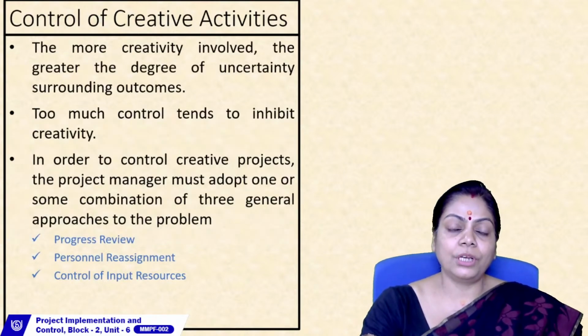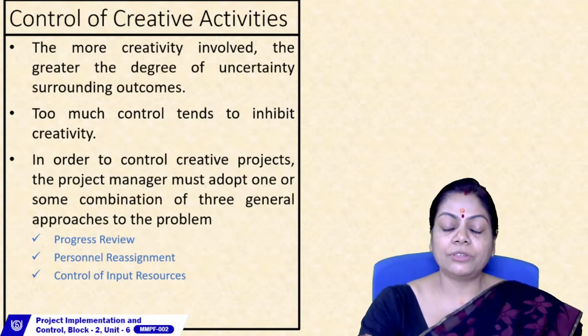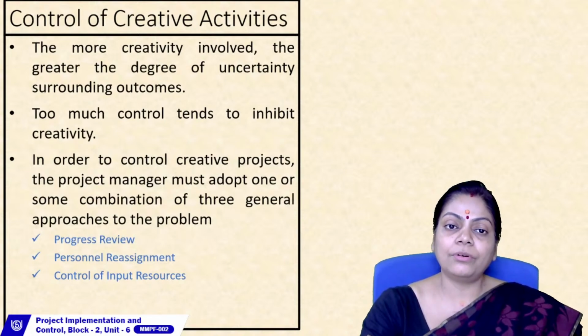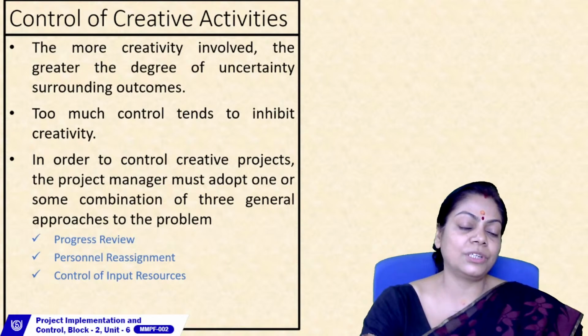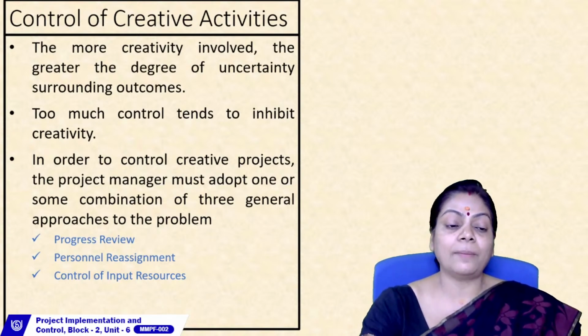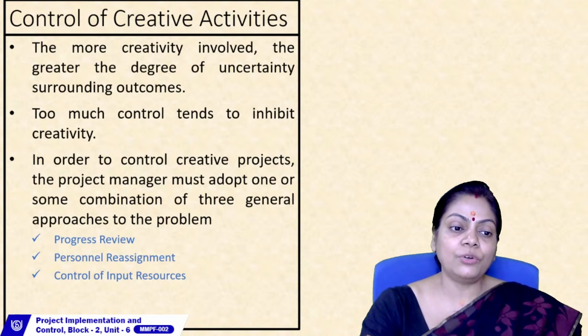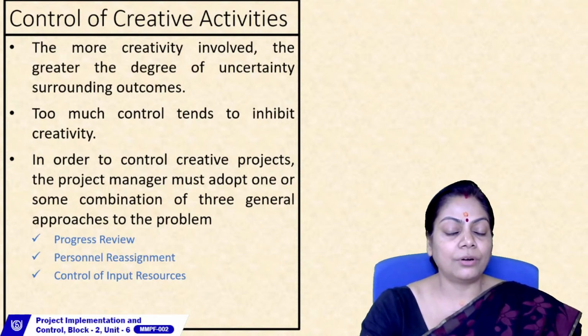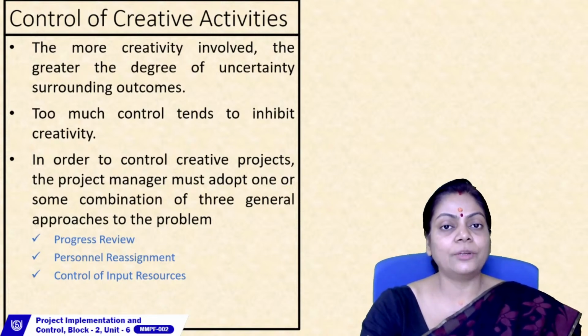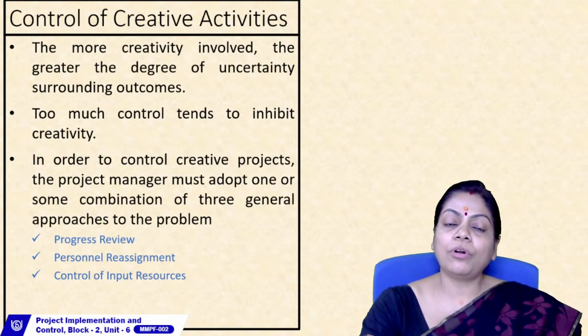Now for controlling your creative activities, see, sometimes creative activities will lead to some degree of uncertainty, delaying the process of control. So in order to control creative projects, you need to be aware of three approaches. That is, review the progress continuously. Don't get lost in the creativity too much. You need to assign, reassign the personnel for creative projects, and you also have to control the resource inputs while you are talking about creative controls.